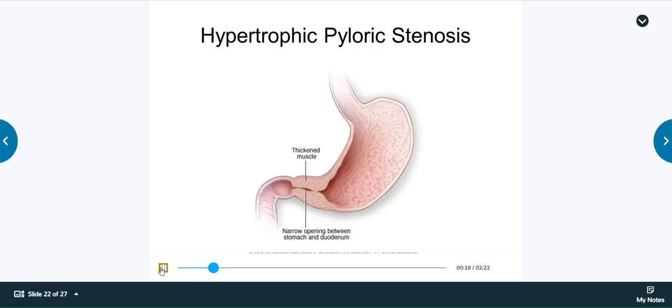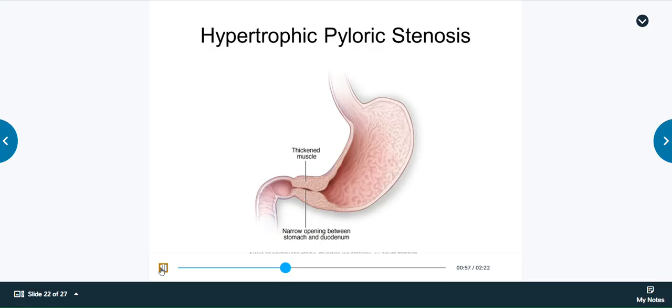A lot of times, though, these children have other anomalies of the GI tract. Signs and symptoms, I want you to remember this: progressive projectile vomiting. These kids will vomit like The Exorcist. It's projectile vomiting. These babies are usually greater than 3 weeks of age. A lot of times this vomit can be blood tinged because they have so many episodes of vomiting. On your exam, you'll notice an olive-sized mass in their right upper quadrant, and that's going to be that thickened muscle of the pylorus that you're feeling.